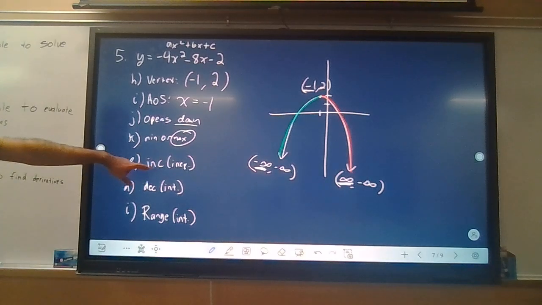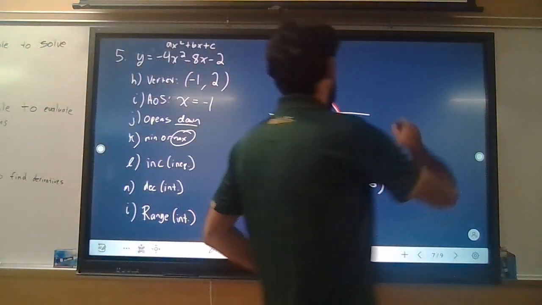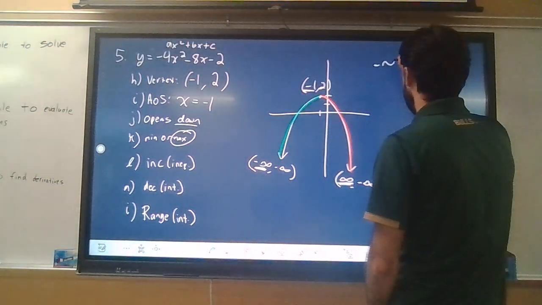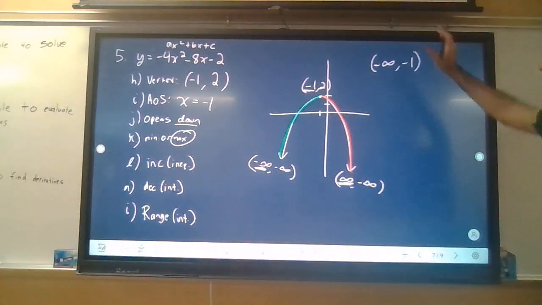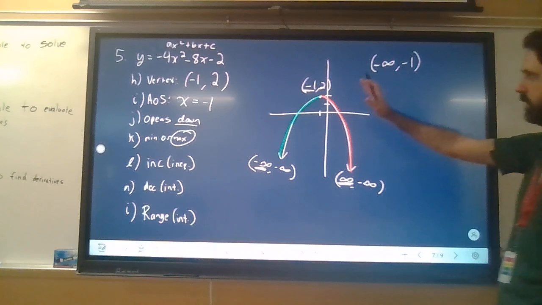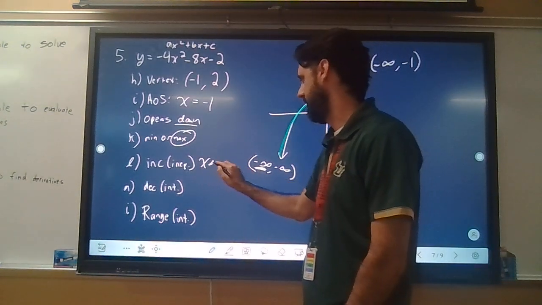Now, increasing, I always like to start off with interval if I'm not sure what the inequality is. So remember, interval is left, comma, right. So increasing would be negative infinity to negative 1. Now you may not have to draw the number line if you already know that these are the values to the left of negative 1, we could just write x is less than negative 1.